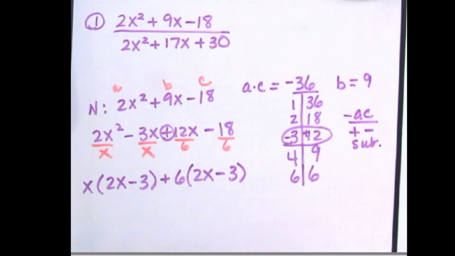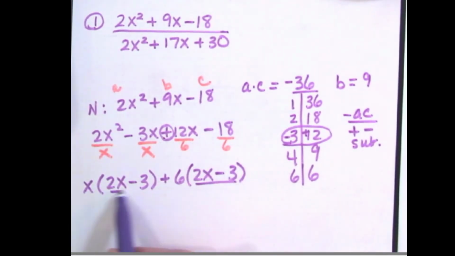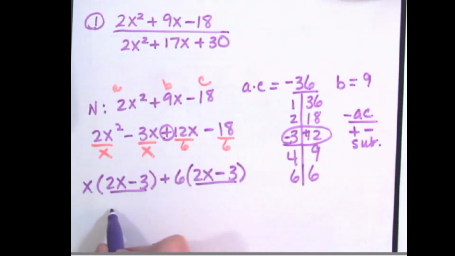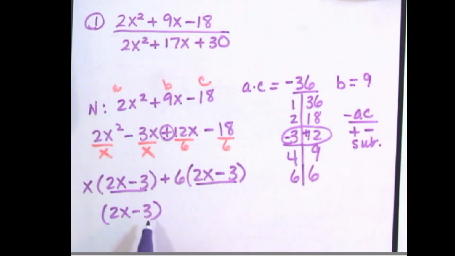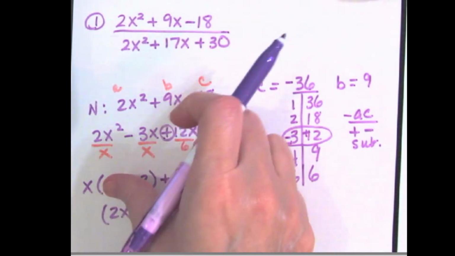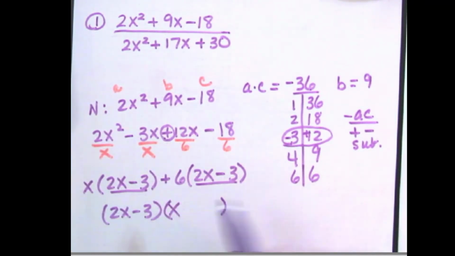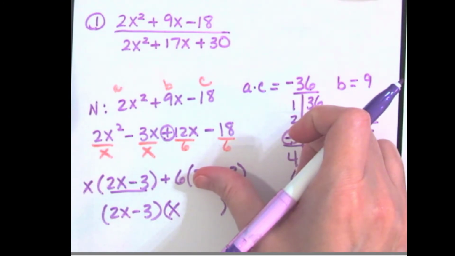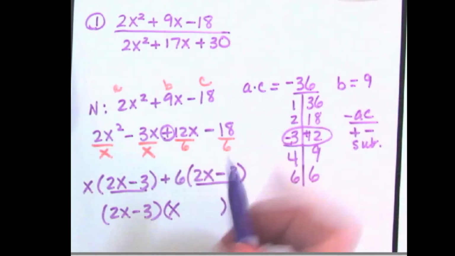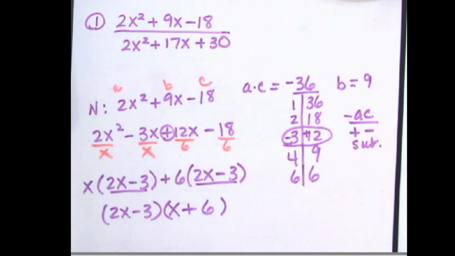So if we've done this correctly, we will have matching factors, and we're going to pull out the 2x minus 3. So I'm going to take out the 2x minus 3, so my GCF goes in the first set, and in the second set I put what's left. So in this first expression, I'm going to take out the 2x minus 3, and so that's just going to leave me with x. In the second expression, I'm going to take out 2x minus 3, and that will leave me with plus 6. Okay, so this would be the factored form for the 2x squared plus 9x minus 18.